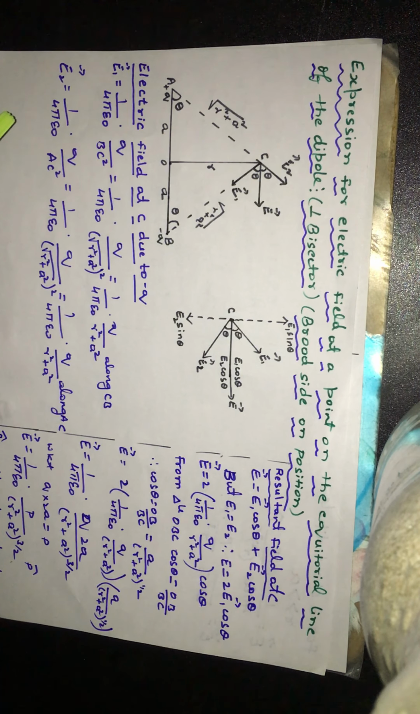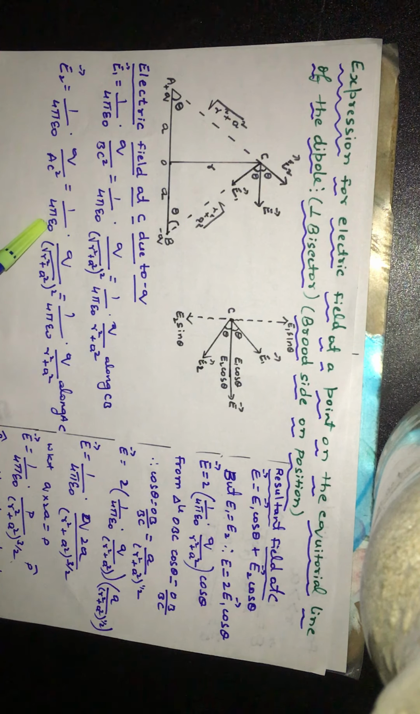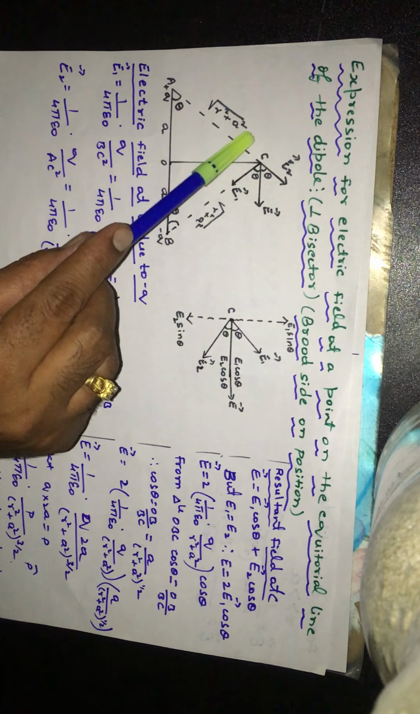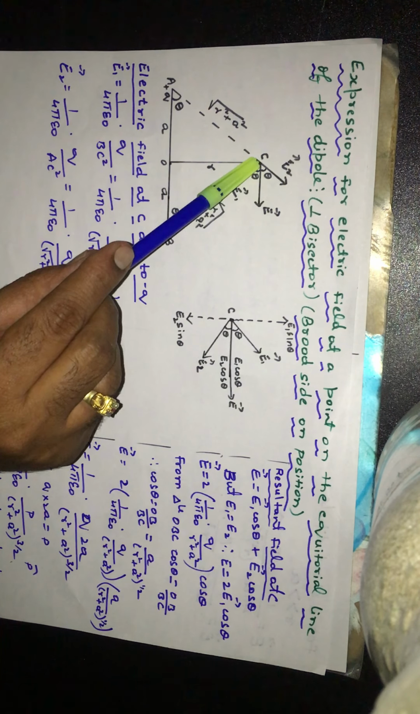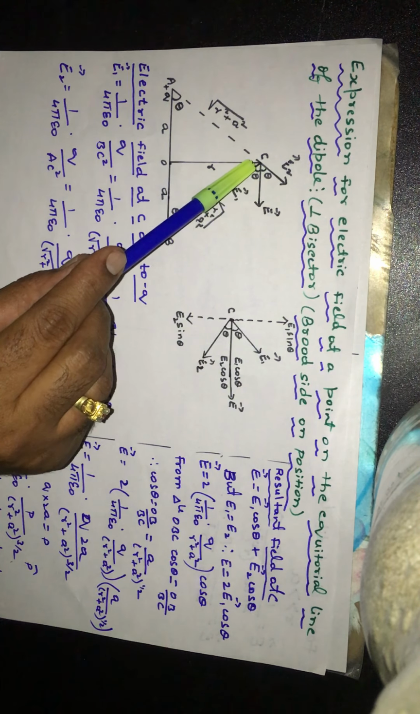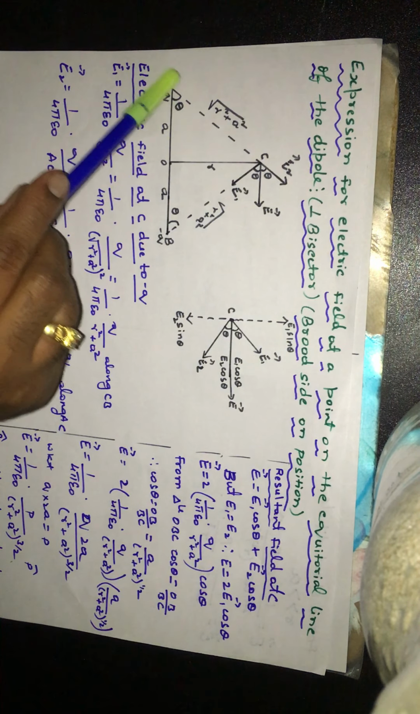Then electric field at C due to plus Q is given by 1 by 4 pi epsilon naught into Q by AC square, which is 1 by 4 pi epsilon naught into Q by square of root of R square plus A square, that is 1 by 4 pi epsilon naught into Q by R square plus A square, as square and square root get cancelled. If you think of a unit positive charge at C, that unit positive charge at C will be repelled by plus Q. So the field at C due to plus Q will be along AC.